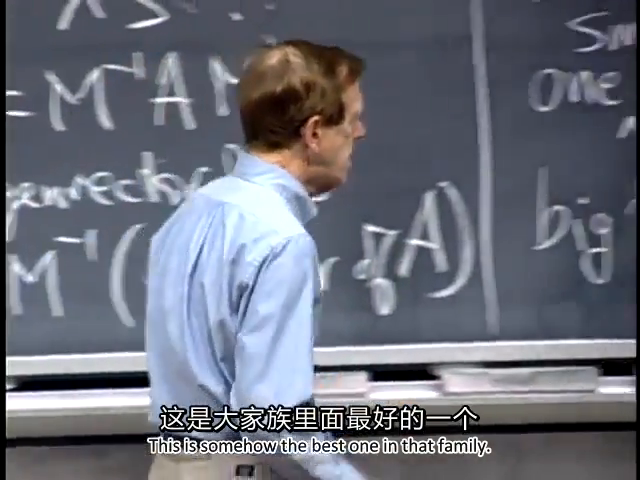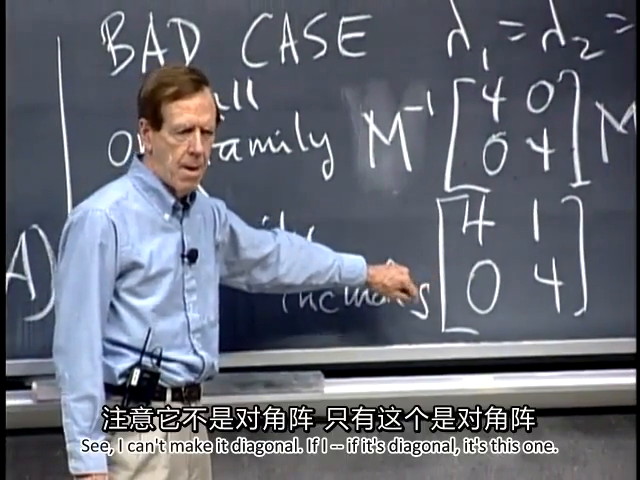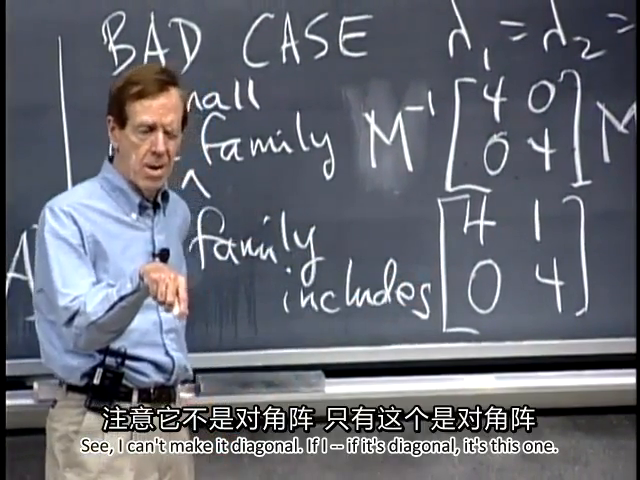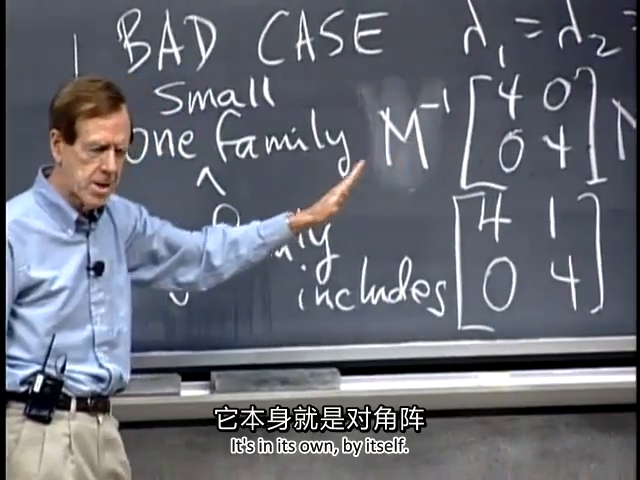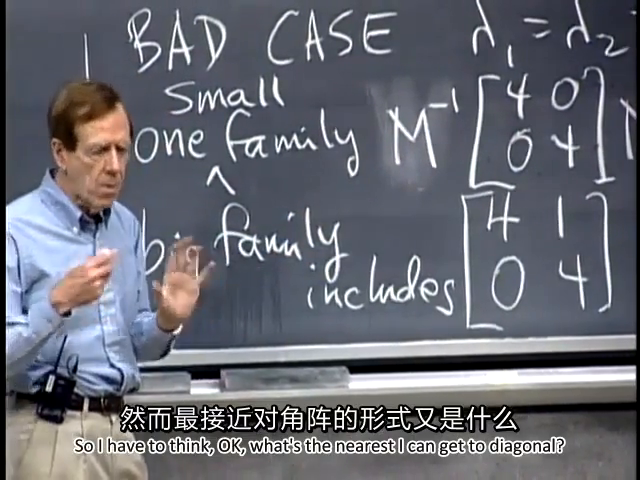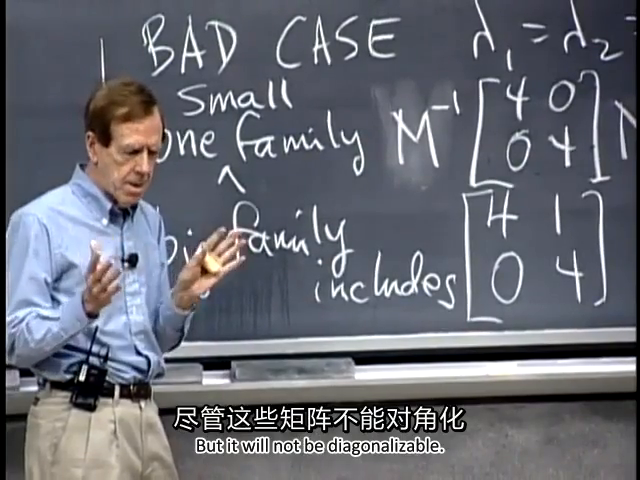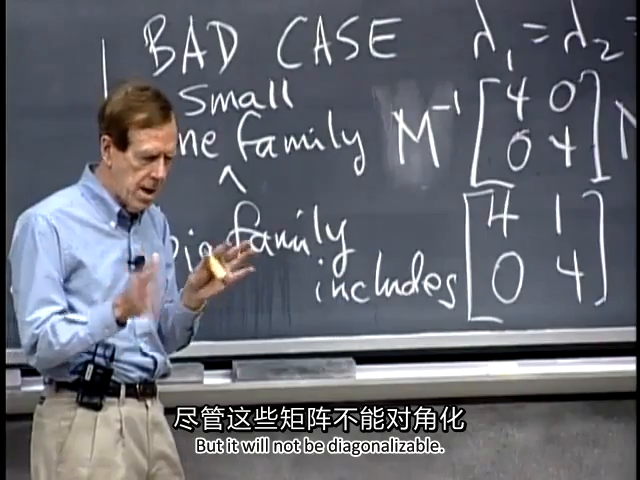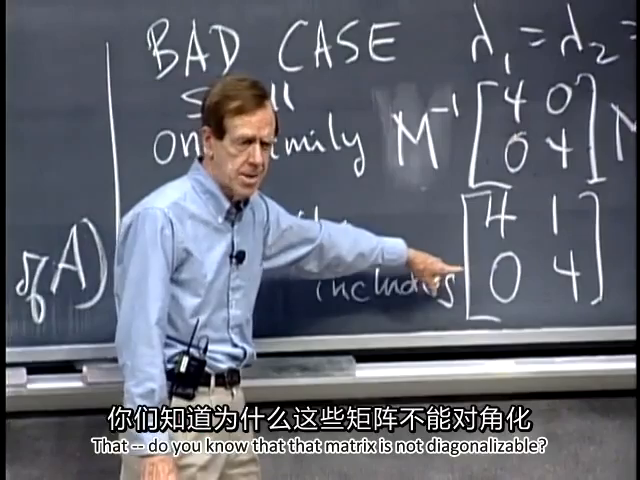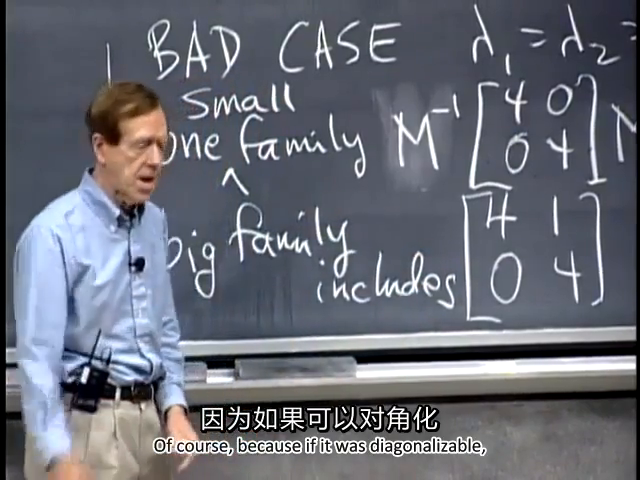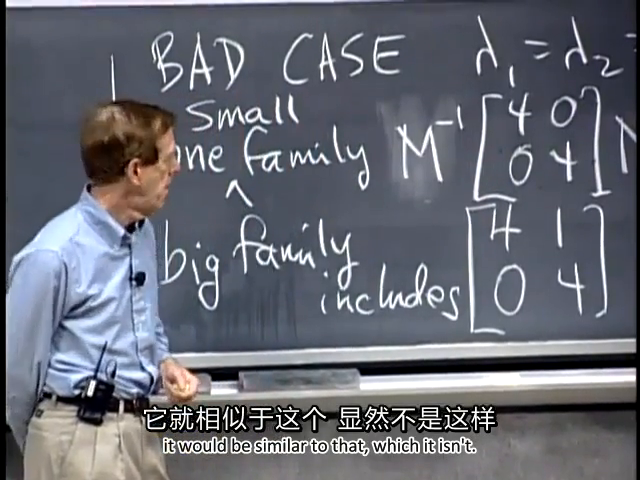This is somehow the best one in that family. See, I can't make it diagonal. If it's diagonal, it's this one. It's in its own family, by itself. So I have to think, okay, what's the nearest I can get to diagonal? But it will not be diagonalizable. Do you know that matrix is not diagonalizable? Of course, because if it was diagonalizable, it would be similar to that, which it isn't.